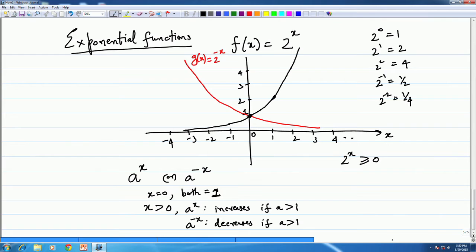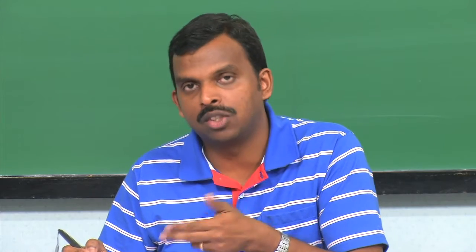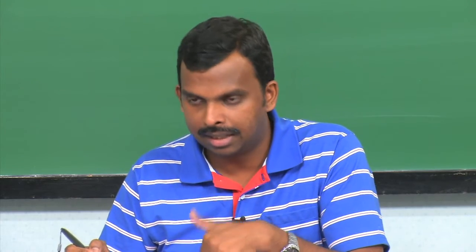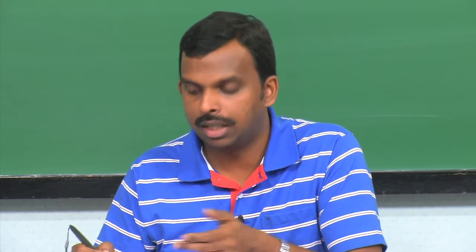Okay, so you can think about why these things are true, and the basic reason is a power minus x is the same as 1 by a power x, which is the same as 1 by a, whole power x. So it depends on whether a is greater than 1 or less than 1. If a is greater than 1, 1 by a is going to be less than 1, and if a is less than 1, 1 by a is going to be greater than 1, and the same behavior holds true.